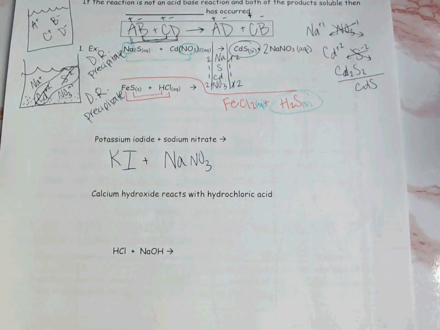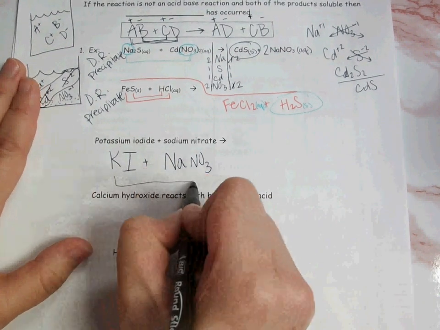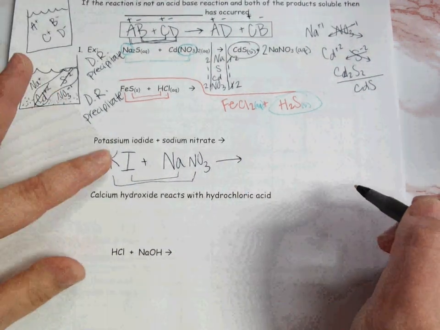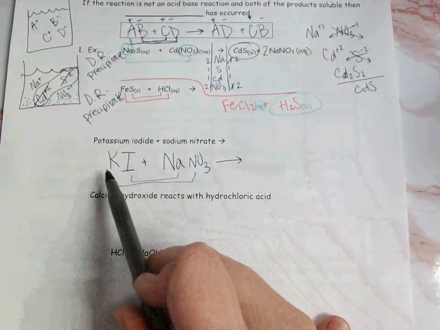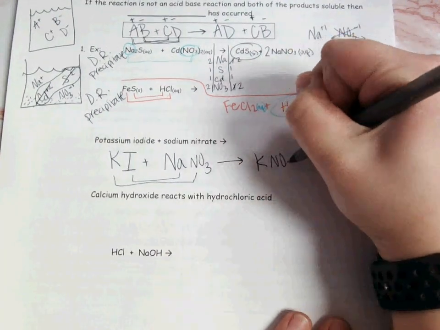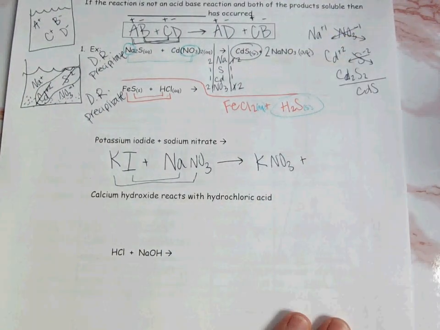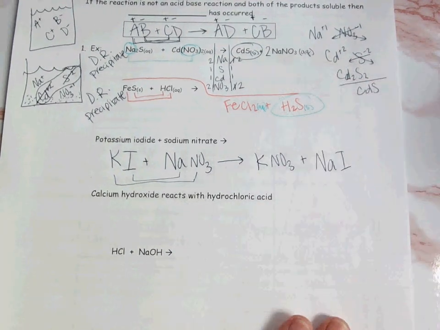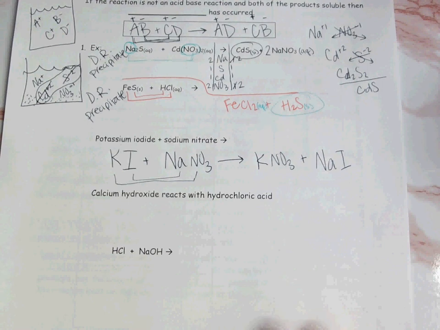So when I put them together, the outside ones go together, the inside ones go together. They switch partners. So I end up with a combination of KNO3, potassium nitrate, plus what? NaI, sodium iodide. This is already balanced. We did skip balancing on this one, but that's fine, just in the interest of time.